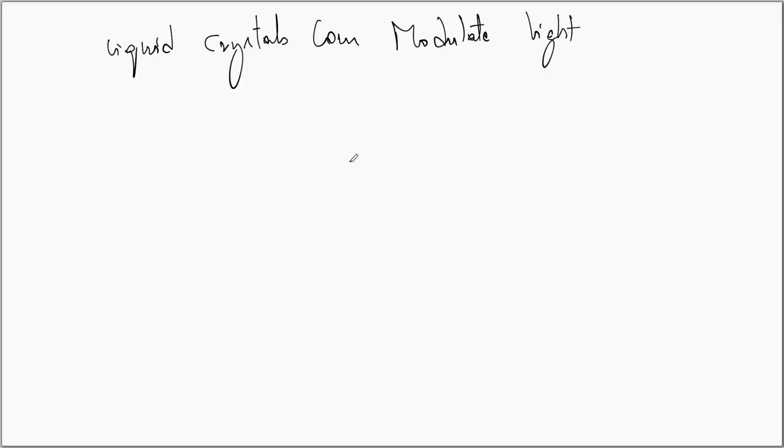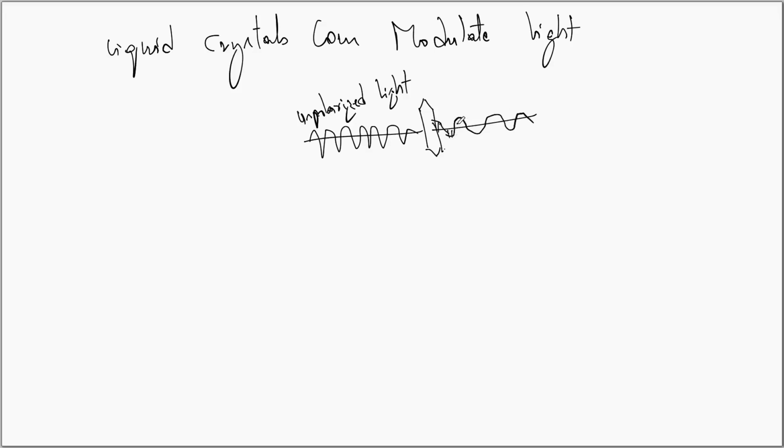liquid crystals can modulate the light. What is modulation of light? Say you have an electromagnetic wave that is passing through a polarizer. Say this is unpolarized light. From this polarizer, we get a linearly polarized light. What is linearly polarized light? Light that has the electric vector oscillations confined to one particular plane.